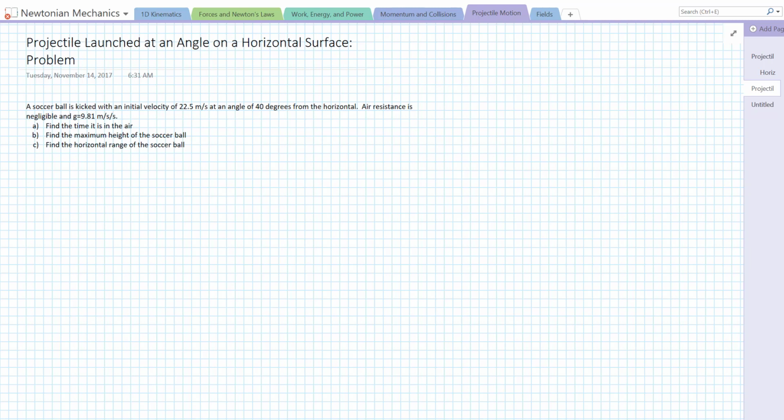In this video, I'm going to solve a projectile motion problem for an object launched on flat ground with a given initial velocity. And we're going to use the range equation to figure this problem out. So let's take a look.